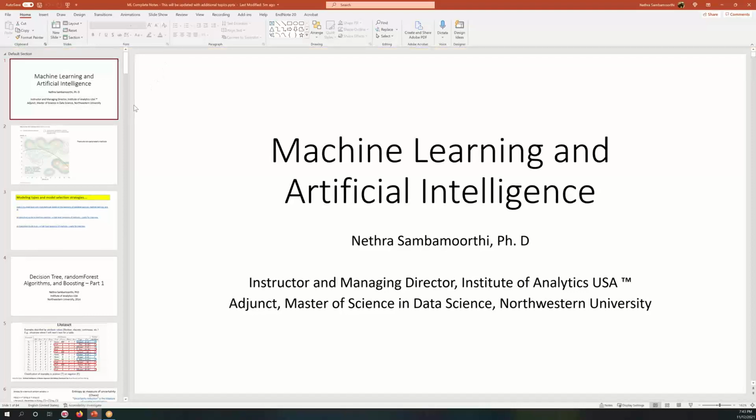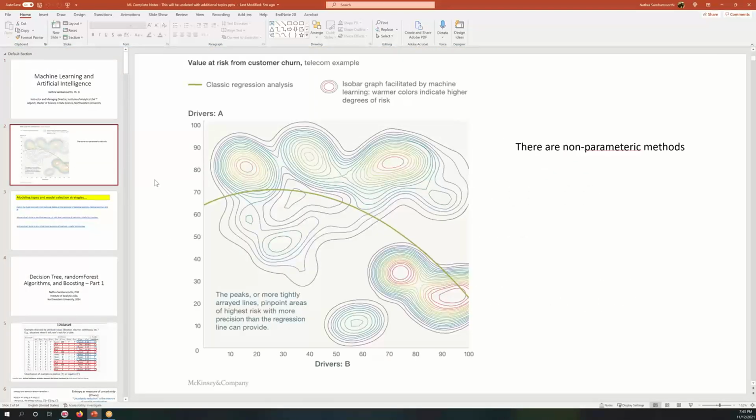Machine learning is something which changed the analytical world. And here's a great example, given by McKinsey and Company. I'm going to give you some references here in the next slide. Beautiful references. I would like you to go through those things.